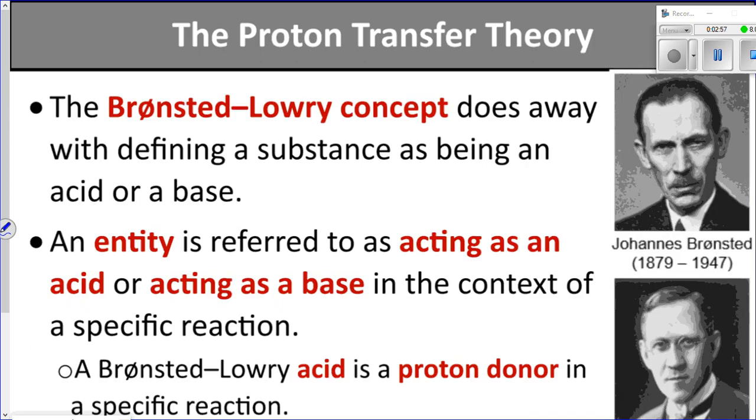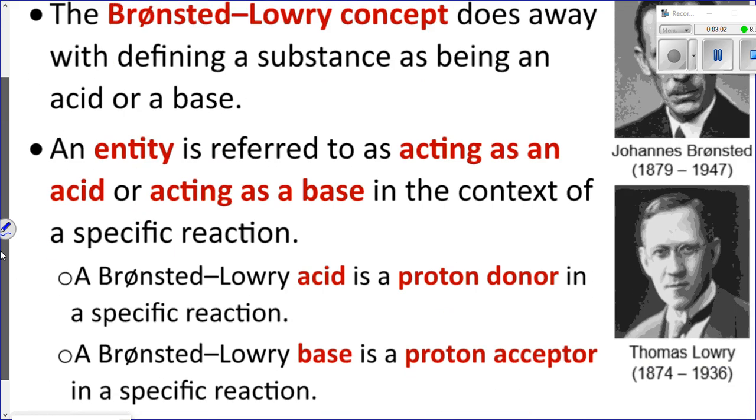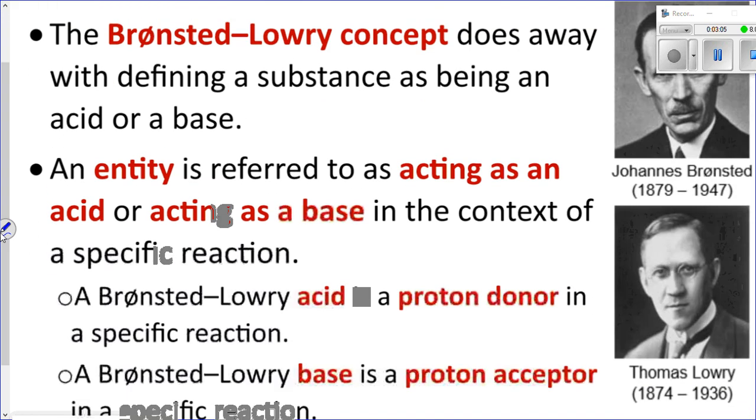The Bronsted-Lowry concept is the new idea we're going to look at today. It's by two scientists, last name Bronsted and Lowry. It has a new definition of what it means to be an acid or a base. We're going to discuss the entities again. Back when we did redox, we would list every entity in our reaction, so we're going to do that also here. In redox, an entity was something that was either an oxidizing agent or a reducing agent. Here they're going to be acting as an acid or acting as a base in the context of our question.